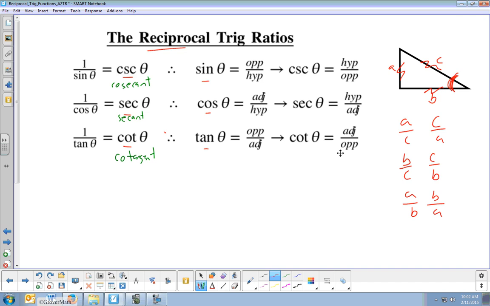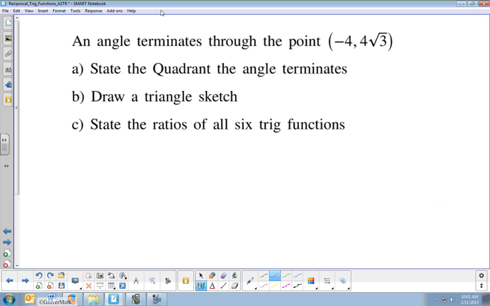So let me give you an example. All right, so here we have an angle that terminates through the point (-4, 4√3). Part A, state what quadrant the angle terminates in. Well, if we have a negative x and a positive y, that must be in quadrant 2, because we're looking at something like that.